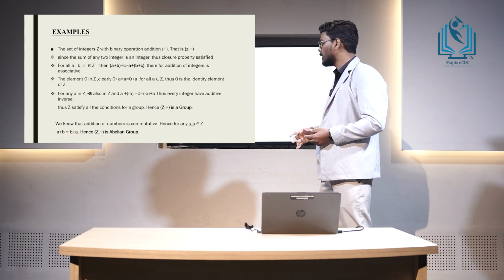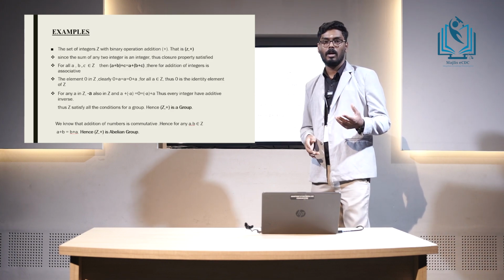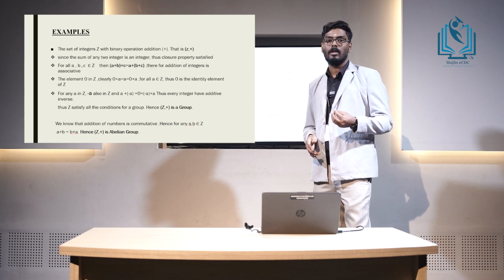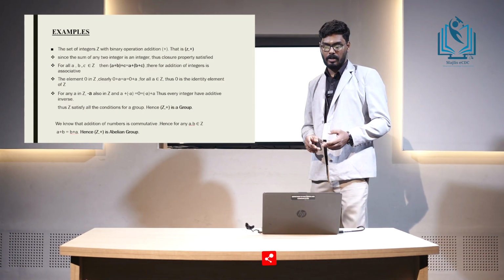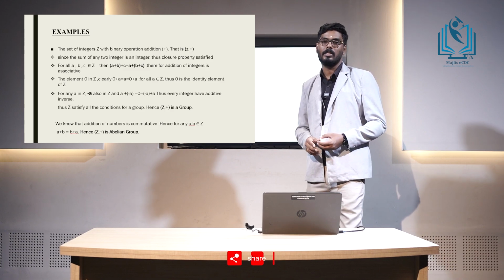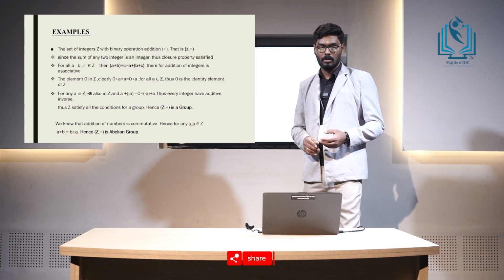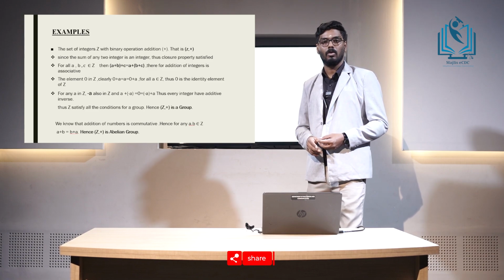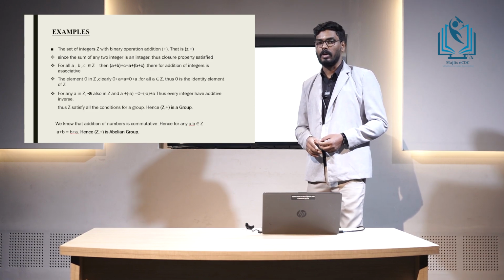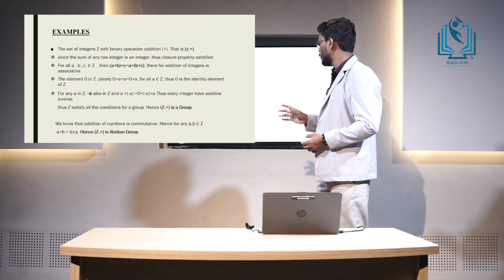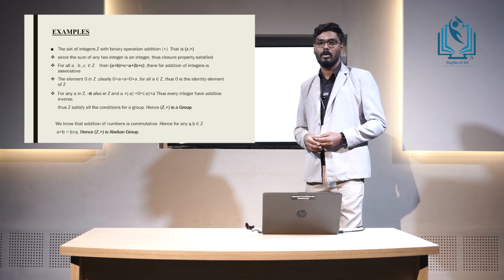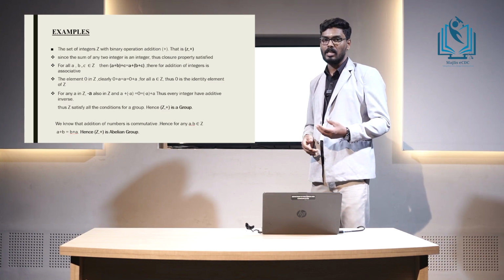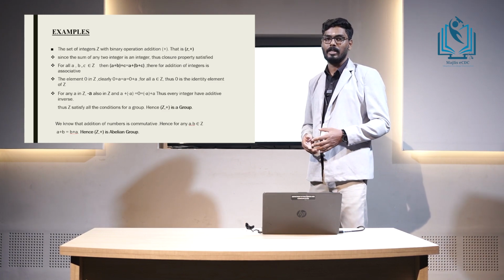Thus we can say that the set of integers along with the binary operation addition is a group. We know that addition of numbers is commutative. So for any A, B belonging to the set, A plus B will be equal to B plus A. So we can also say that the set of integers along with addition is an abelian group as well. So it is an example of an abelian group.